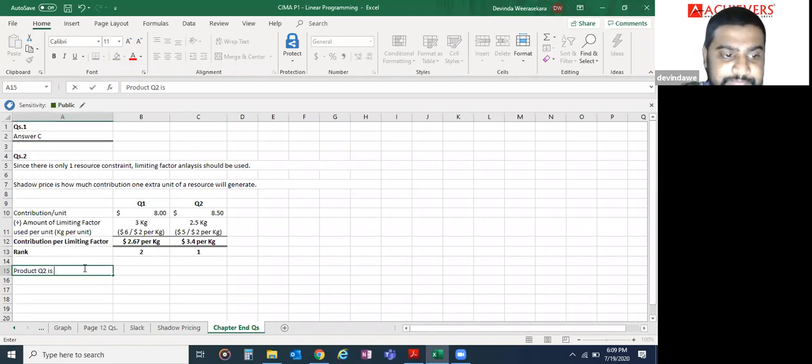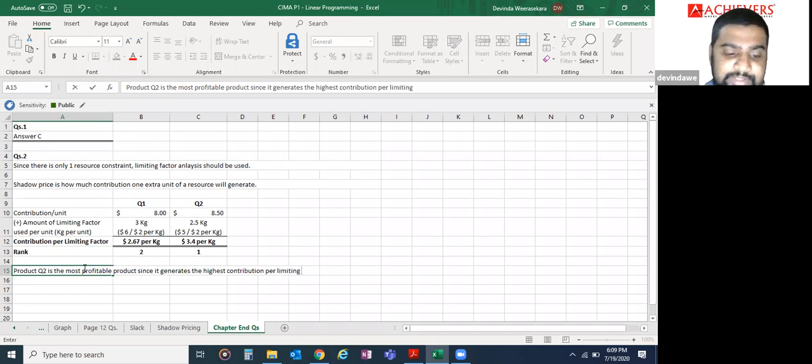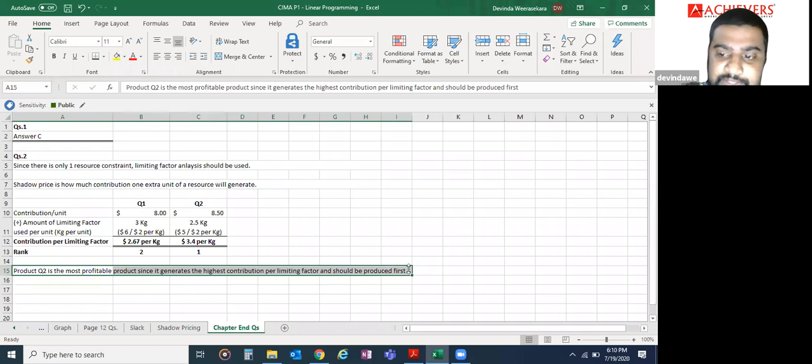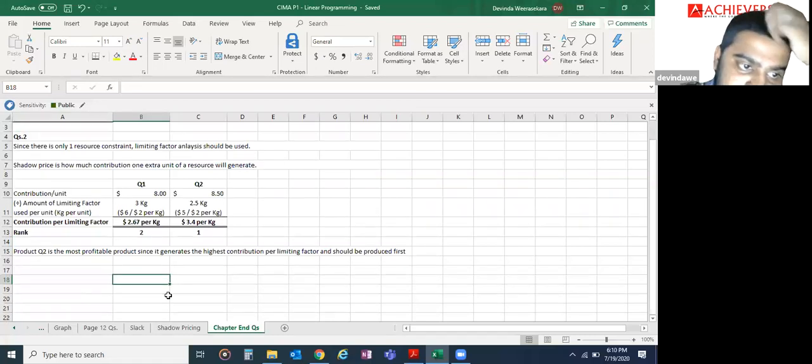Product Q2 is the most profitable product since it generates the highest contribution per limiting factor and should be produced first, right? So that part also we understood. Q2 should be produced first. Clear? Now check, guys.